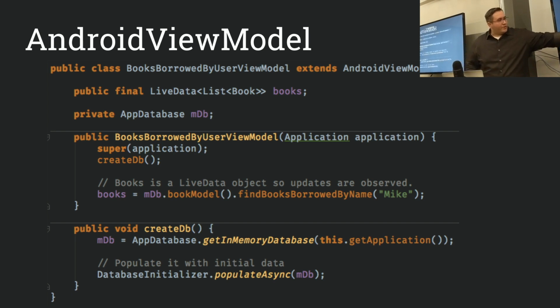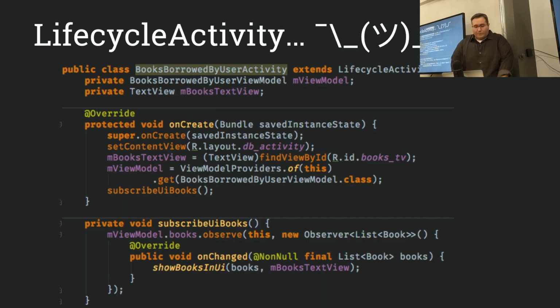But here in this constructor, it's finding the books borrowed by Mike. So it's finding the books that I borrowed. And it's doing this by taking that database, getting the book model, calling that method with that parameter. So it's pretty neat. All right, now we want to do something with this, right? So how do we do that?